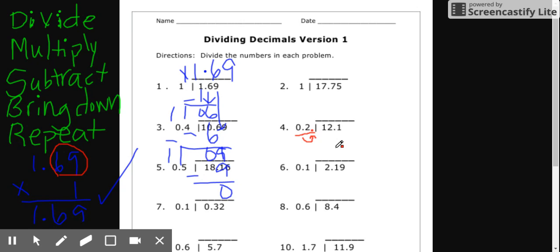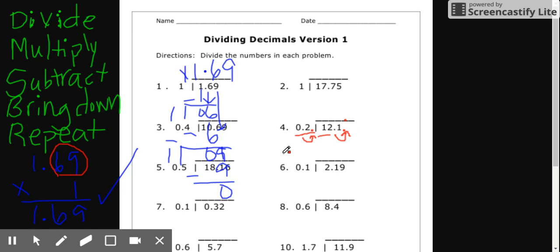But anytime you move a decimal in the divisor, you have to move it that same amount in the dividend. So I moved it 1 time here. I have to move it 1 time here. So if I move it 1 time in the dividend, it's going to go at the end of the 1, and then I just bring it up.